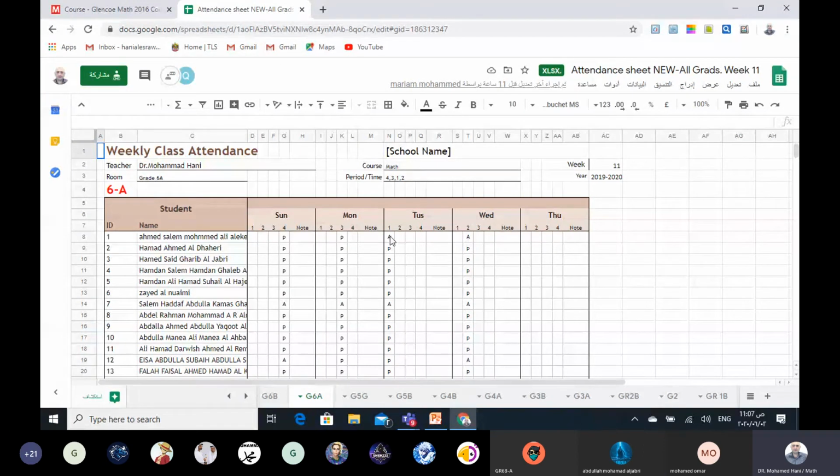Today there is homework for Alef. We finished Alef. If you don't solve all lessons, you can go back to your account and solve the missing lesson, please. Okay.